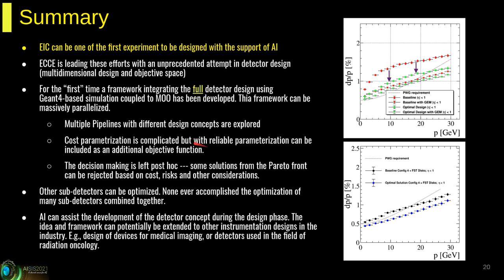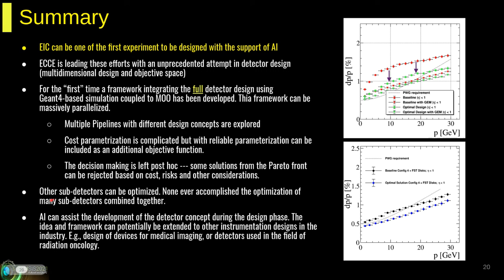Cost parameterization is complicated, but it can be done with some reliable parameterization, and then it can potentially be included in the objectives. This is one of the reasons post hoc decisions are made with various Pareto front solutions. As mentioned, asymmetric designs are also being explored with different parameterizations, and it has about 15 design parameters to optimize, which is currently running at JLab.